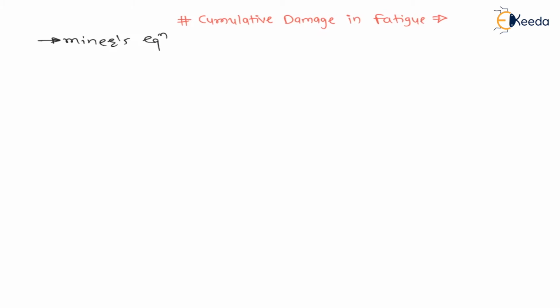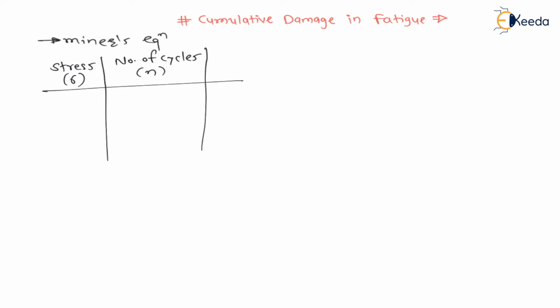Now let us consider the component is subjected to stress sigma 1. On one axis I am writing stress, sigma, and on the other the number of cycles, small n. The component is subjected to stress sigma 1 for the first n1 cycles, and after completing small n1 cycles, the stress is changed to sigma 2 for another n2 cycles, and so on, until the stress changes to sigma x for another nx cycles. This continues.